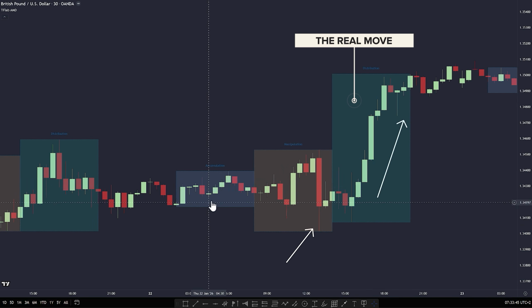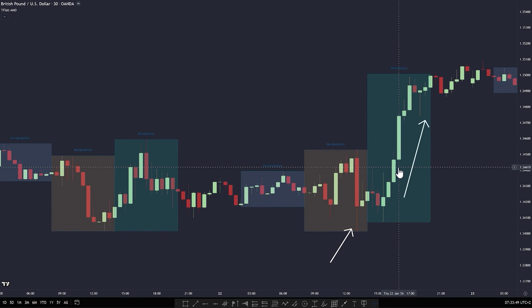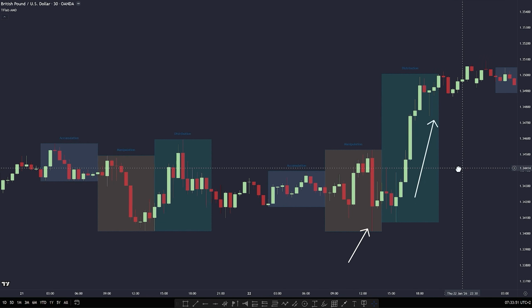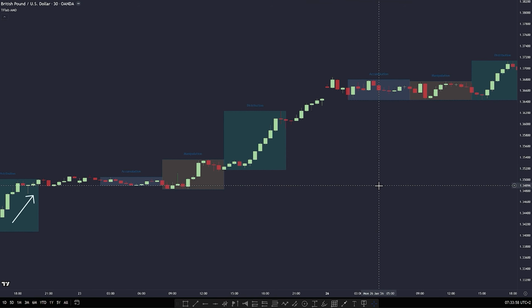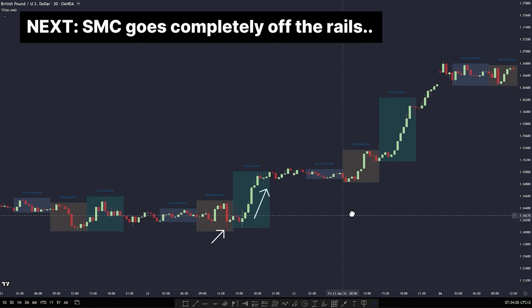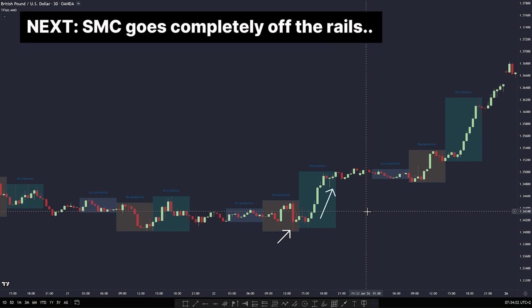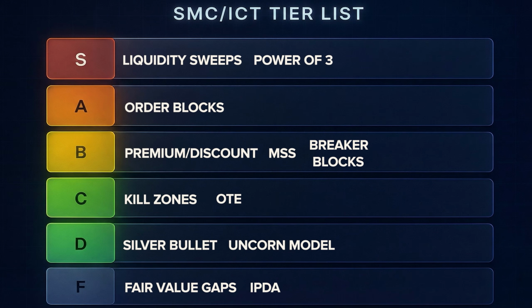Once you see the daily cycle this way, you stop getting trapped by the manipulation phase. You wait for it. You use it as your entry. S tier, because it works. Now, the theory behind why Power of Three works, that's where SMC goes completely off the rails. The Interbank price delivery algorithm, F tier.